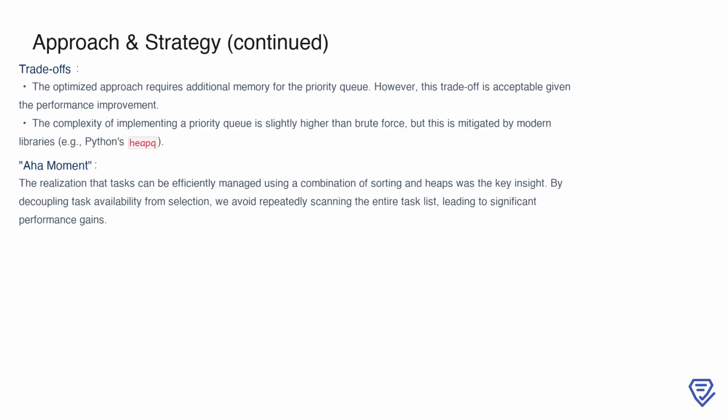The key insight, or the aha moment, came from realizing that tasks could be efficiently managed by decoupling their availability from their selection. By pre-processing the tasks with sorting and dynamically managing them with a heap, we eliminate the need to repeatedly scan the task list, leading to a dramatic reduction in computational overhead. This combination of sorting and priority queue usage is what makes the approach both elegant and efficient.